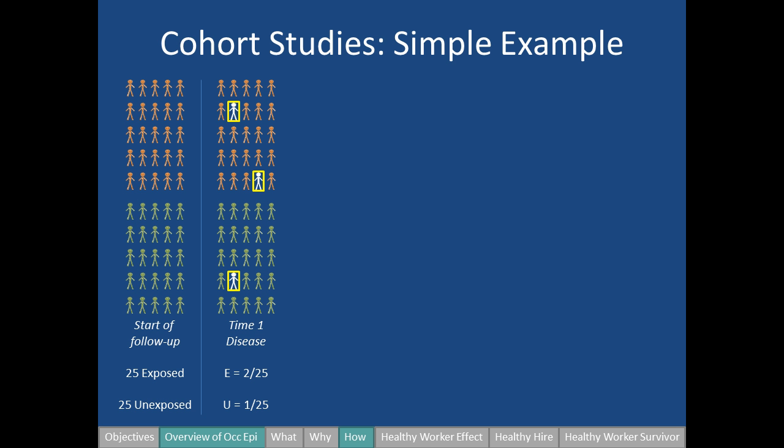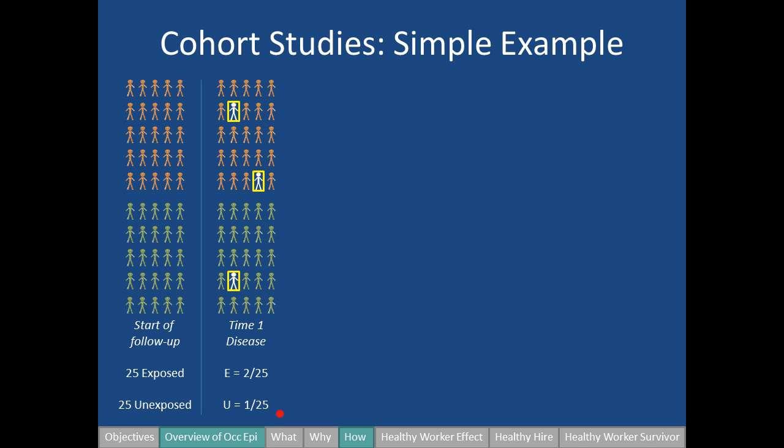Now we follow them in time, and at time 1, which I'm going to say is years, so after the first year, we have some individuals that get the disease. If an individual has this yellow little box and they've turned white, they have the disease. So in the exposed group, we have this individual and this individual. So 2 out of the 25 got the disease, whereas 1 out of the 25 in the unexposed group got the disease.